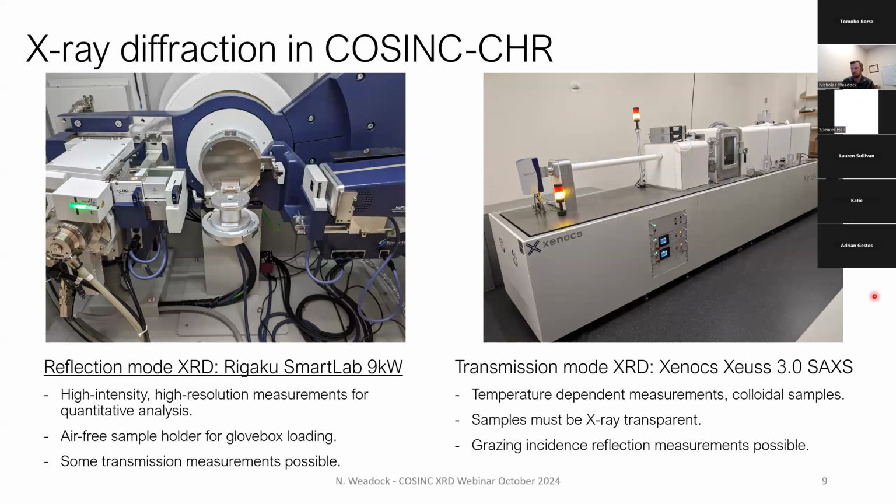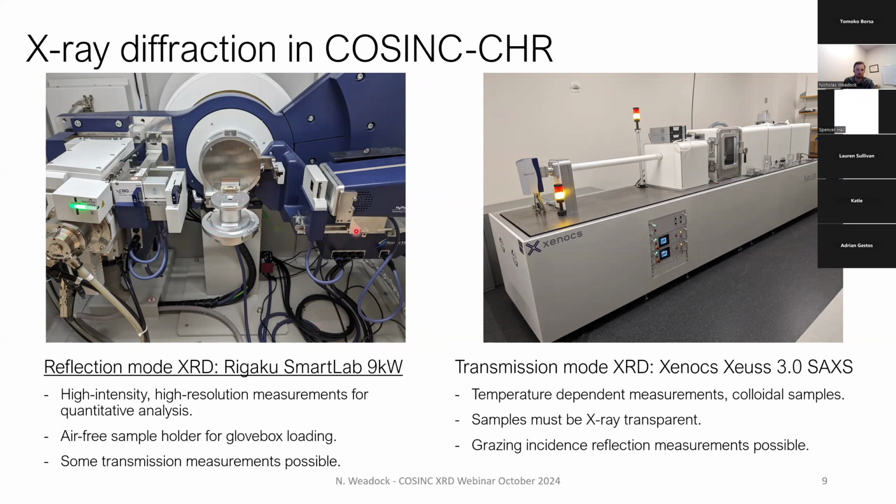So in COSINC, we have 2 instruments to do X-ray diffraction. For the reflection mode type measurements, we have the Rigaku SmartLab 9 kilowatt. This is a very high intensity source and has optics to allow for very high resolution measurements in terms of the scattering angle. We can do measurements in ambient or an air-free or gas loading, I guess, cell.